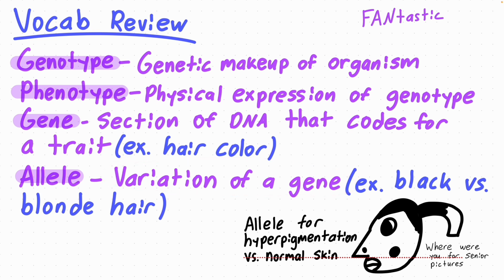So, an allele, if we're talking about the gene for hair color, is all the different variants for that. In this case, black versus blonde hair. So, the allele is the multiple different types or forms that a gene can take. Of course, we have the allele for hyperpigmentation versus normal skin here, and that's again just demonstrating the different variations of a gene.